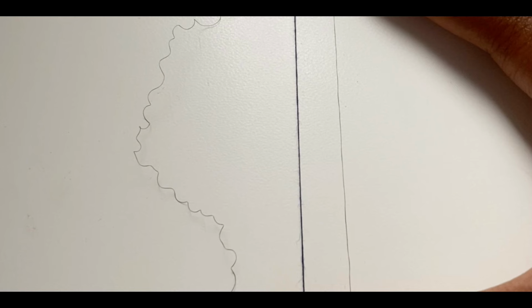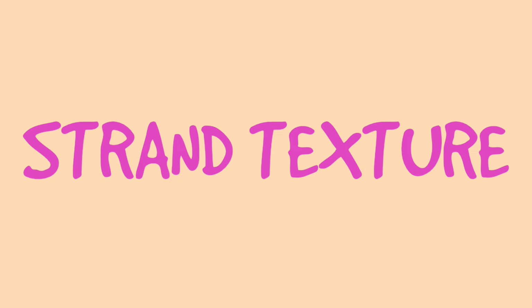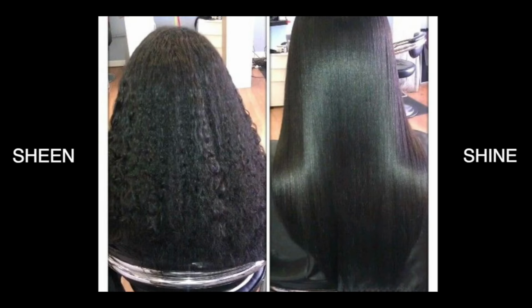But next, we're going to move into the fun part that may require some pausing, some going back, rewinding, etc. And that is the strand test. So the strand texture test is broken up into 5 different categories, and it is determined by sheen versus shine, water absorption, and frizz. With that being said, we're going to first get into the sheen versus shine.